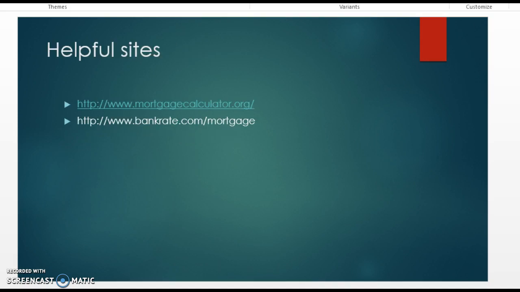Now, some things that will help you are a couple of sites you can look at. I recommend checking mortgagecalculator.org. You can put in information about how much down payment you have and the interest rates currently, and see what mortgage payments would be for you. And then I also recommend checking out bankrate.com/mortgage to find out what the current rates are for 30-year fixed mortgages or 15-year fixed mortgages based on what you're looking for. So this information should just help you get started and understand the basics of mortgages.